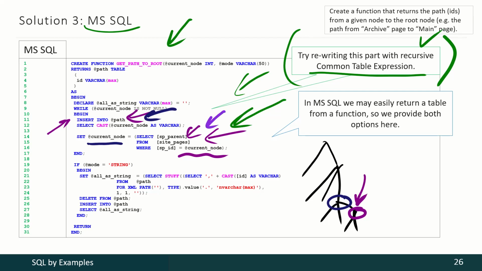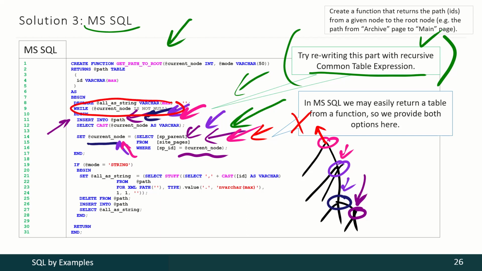Then on the next step the DBMS will look for the parent of that node, and that information will go here and here. Then the DBMS will look for the parent of that node, and that information will go here and here. And finally, the DBMS will try to find the parent of that node, but there is no such element in the table, and that's why we shall exit the loop here.